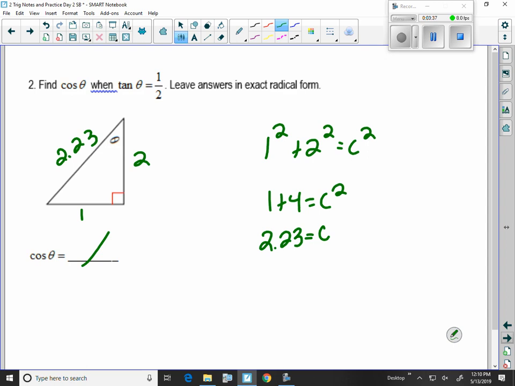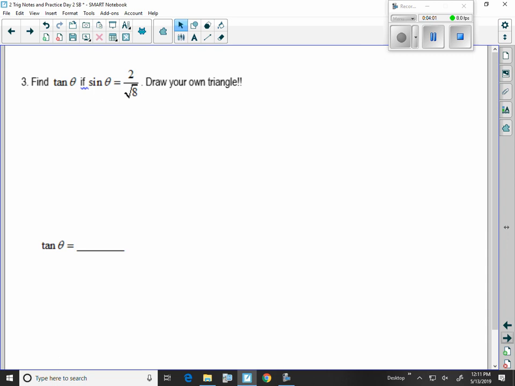Okay, so cosine, what's the numerator of cosine? Good. 2 over 2.23. Okay, what questions do we have? Good? Okay. Number 3, find tangent of theta if sine of theta is 2 over the square root of 8. So you need to draw. Oh, okay. Yep, go ahead and draw your triangle. Okay, label your sides. I didn't see it. I was like, wait a second. I was like, did they skip this one? All right, go ahead and draw your triangle.